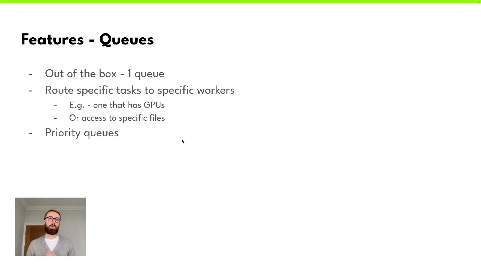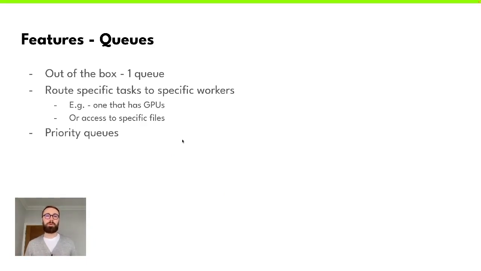For example, if you have workers with specific GPUs, because they're quite expensive, you can specify a queue for the tasks that are processed on GPUs, and only those workers will pick them up. The same goes, for example, if you have some workers that have access to sensitive files, like medical data or PII data. Only specific workers with more restricted access can pick these files up.